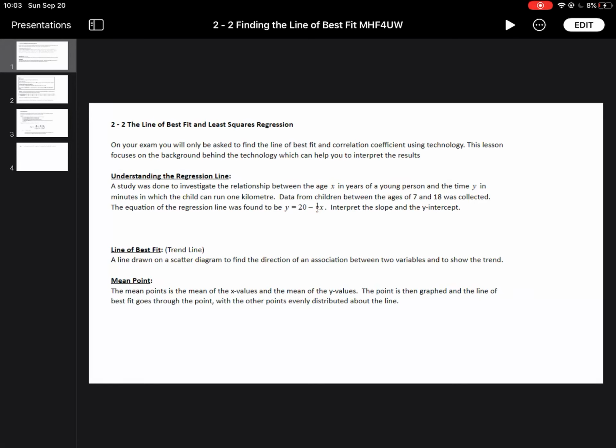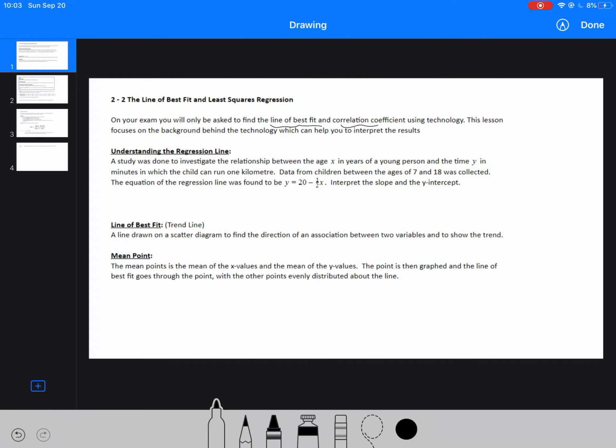This video goes over the concepts of finding the line of best fit and least squares regression. One thing to remember is that on the exam, you're only going to be asked to find the line of best fit and the correlation coefficient using technology. This lesson is going to focus on the background behind the technology, which can help you to interpret the results and double check to make sure that your calculator is giving you the right answers.